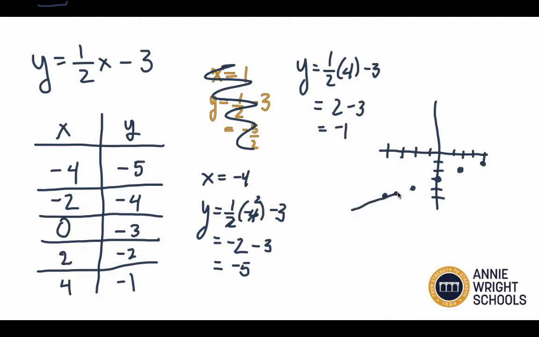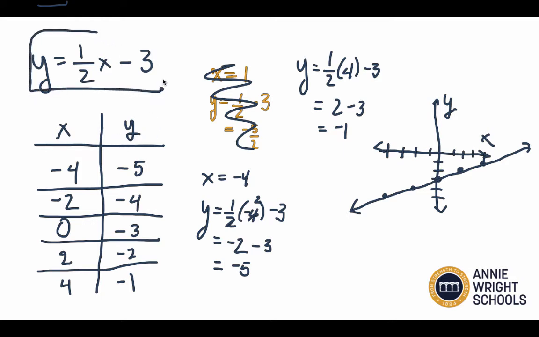And now we've got this nice straight line through those 5 points. Always put arrows at the end of your lines. You should probably have them on the axes, but I don't care as much on the axes. Label the x-axis, label the y-axis. What this line represents is every single possible xy pair that makes this statement true.